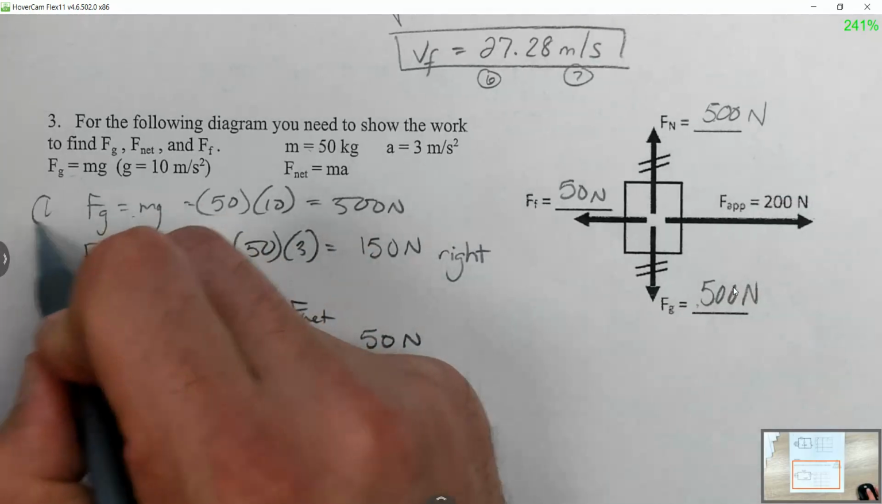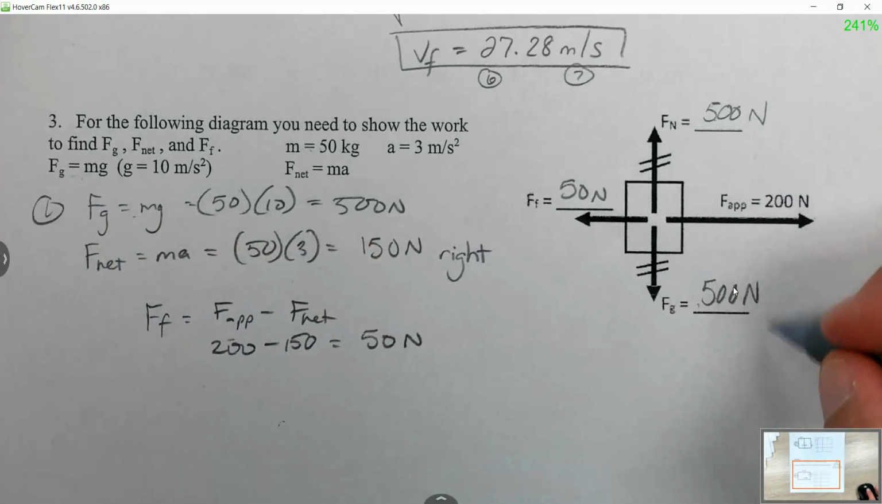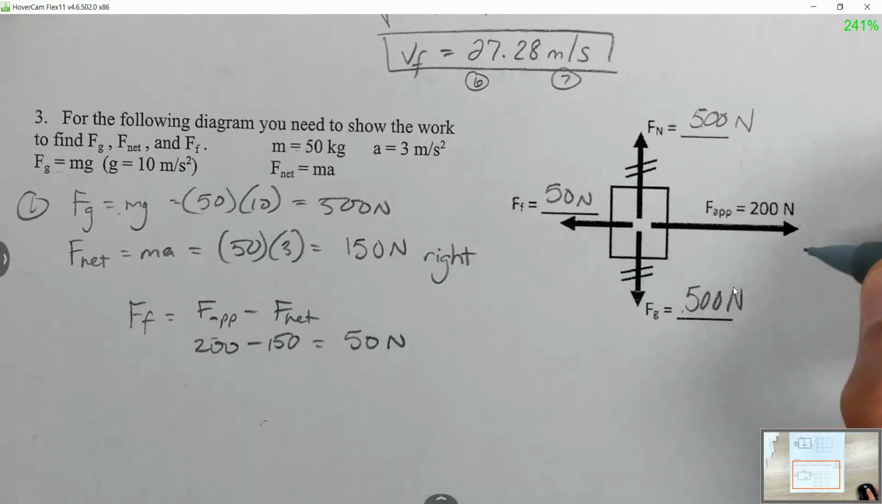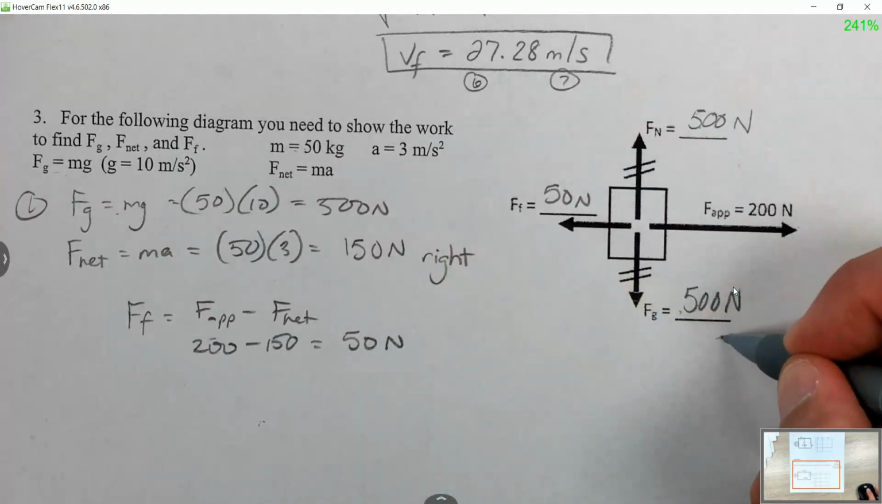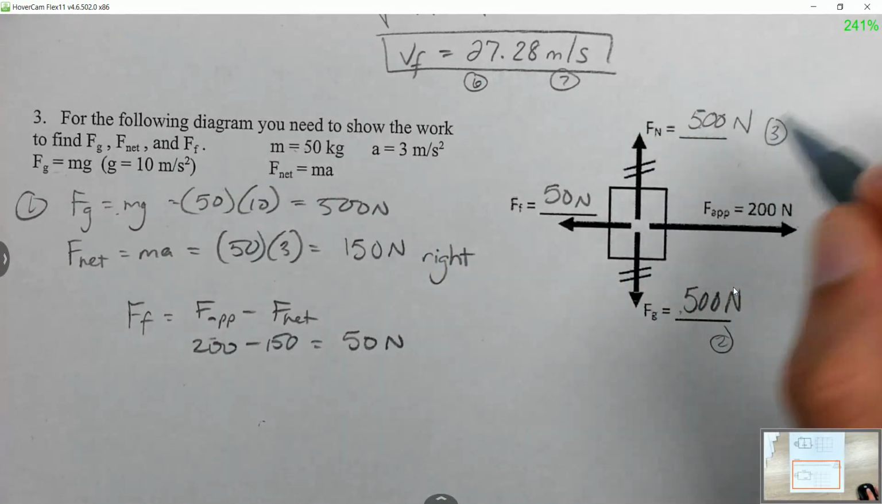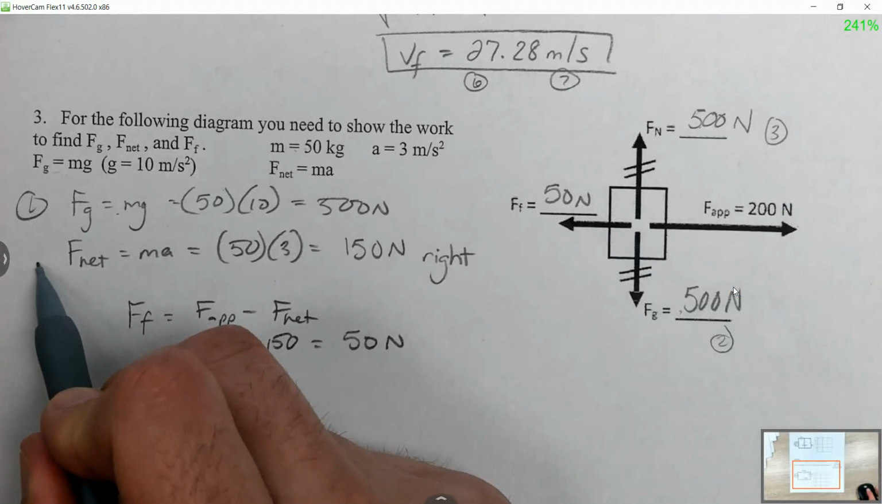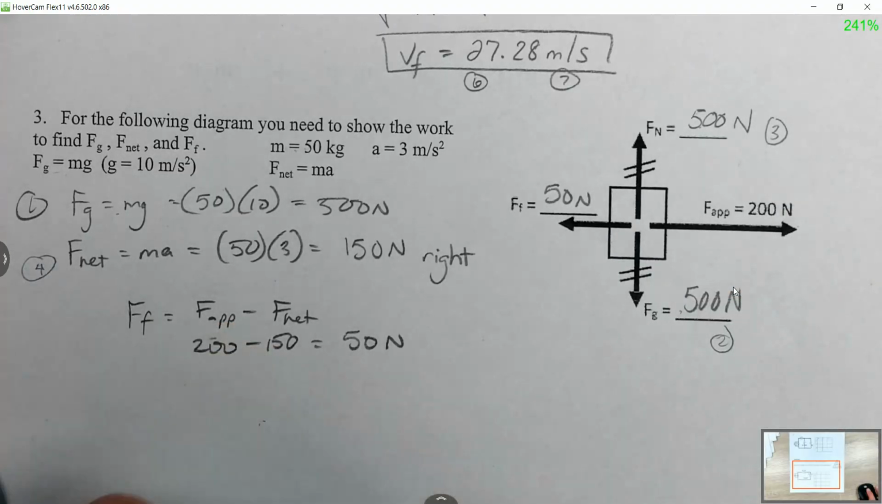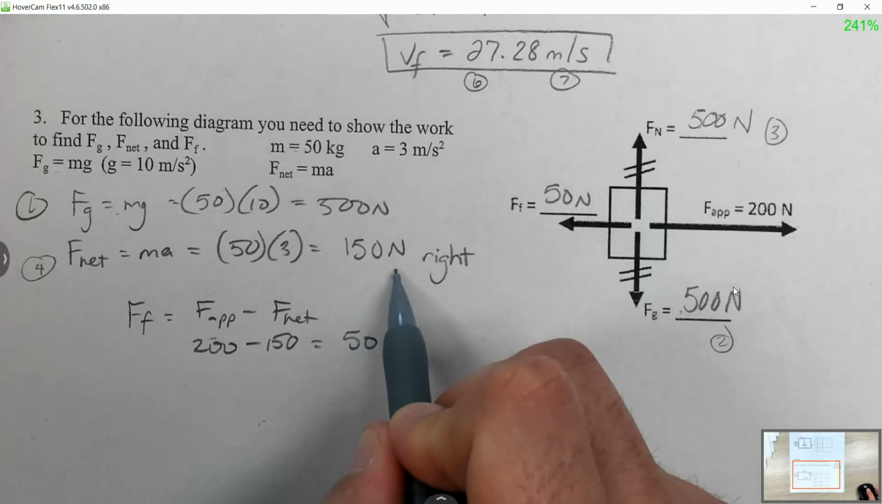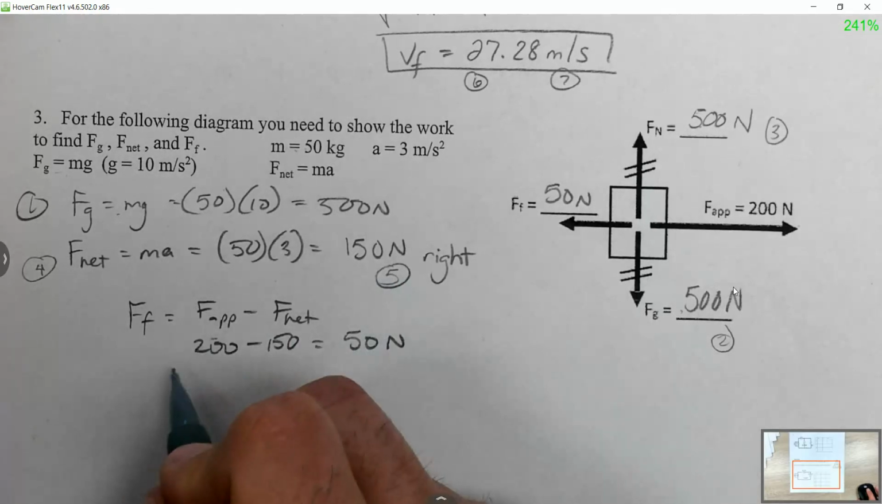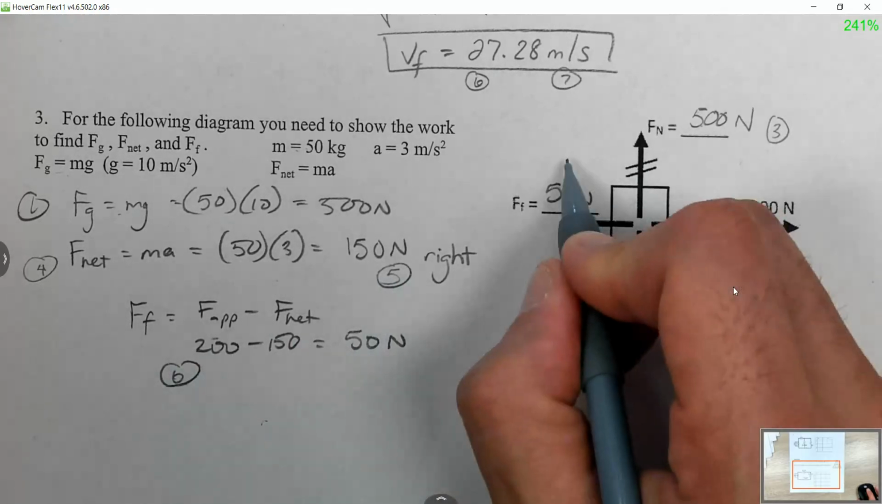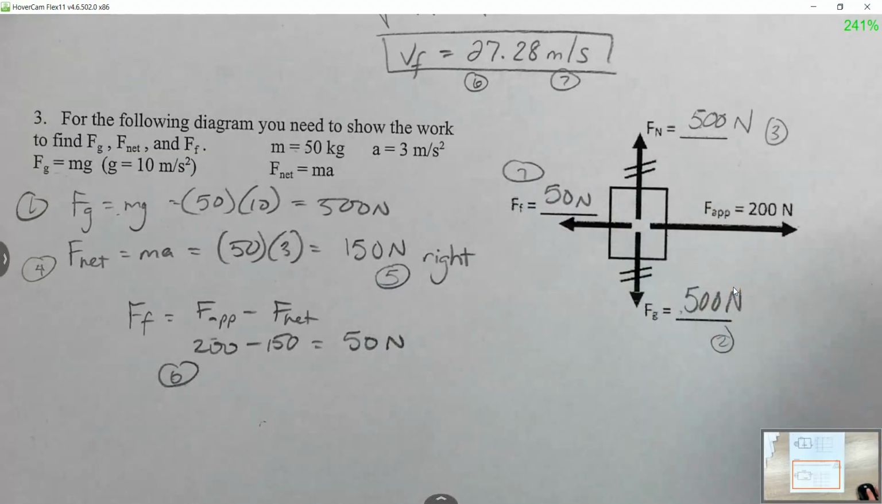So you need to do this, get this, and draw these in. That would be 1, 2, 3. You show the work here as 4. Get the correct answer here as 5. Show this work as 6 to get this final answer here as your 7th point.